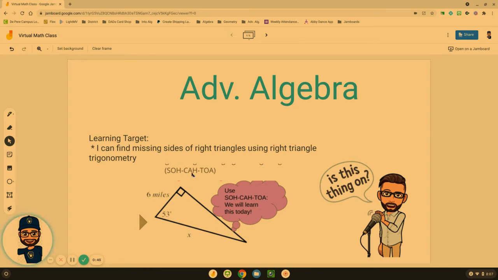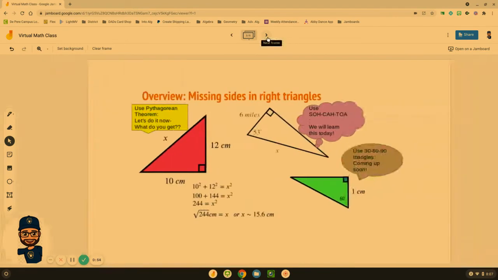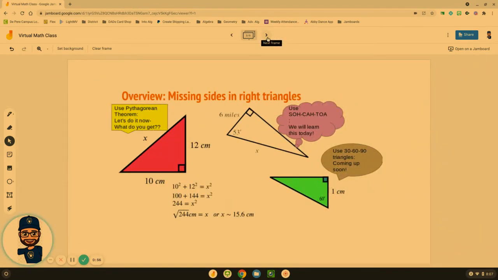So how can we use SOHCAHTOA to help us find a hypotenuse if I only have one of the legs and an angle measure? There's a couple different ways that we can find sides, but it all depends upon the information that we are given. The first day we used the Pythagorean theorem. How do we know we can use it? Well, because we have two of the sides of a right triangle. 10 squared plus 12 squared would equal the hypotenuse squared, which was x squared.